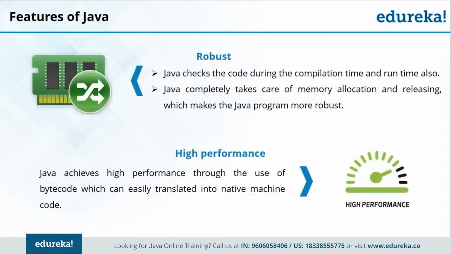Then you have the high performance feature. Java achieves its high performance through the creation of bytecode. The bytecode is basically an intermediate language that sits between your high level language, that is English-like code, and your assembly language, which is your machine language, consisting of ones and zeros. Once you've converted your high level language to bytecode, it becomes very easy to translate it to machine level language. So once you have the bytecode, it will be very easy for you to run it across multiple environments, and to achieve high performance as well.